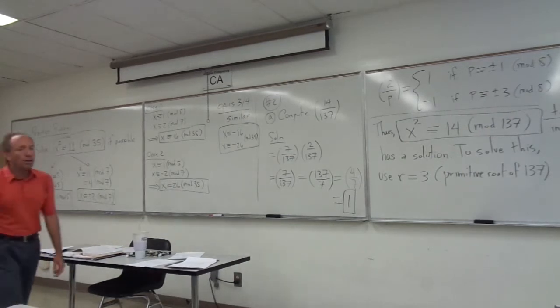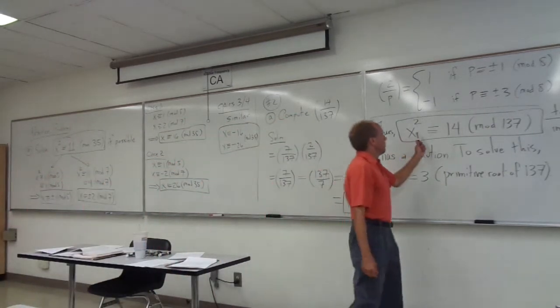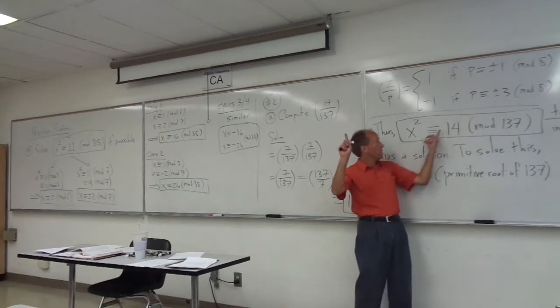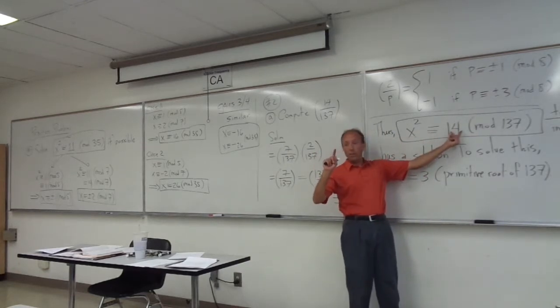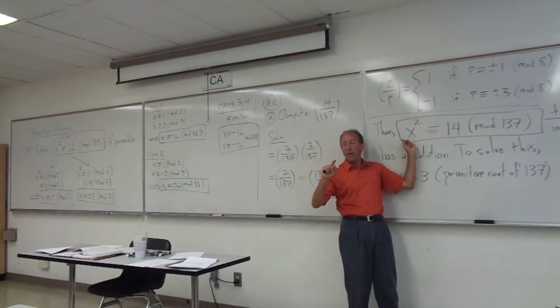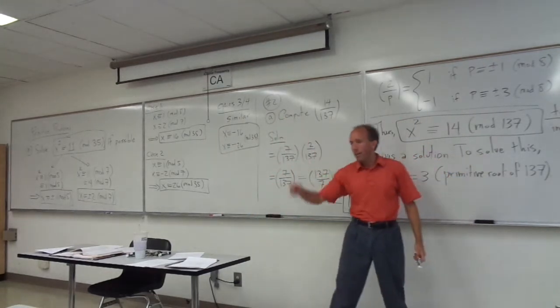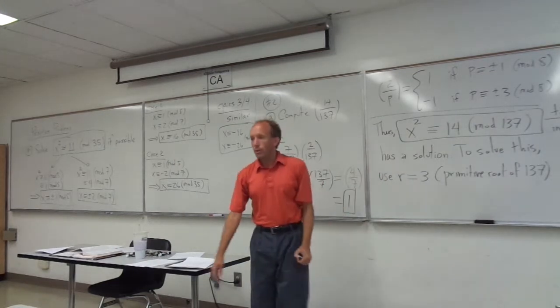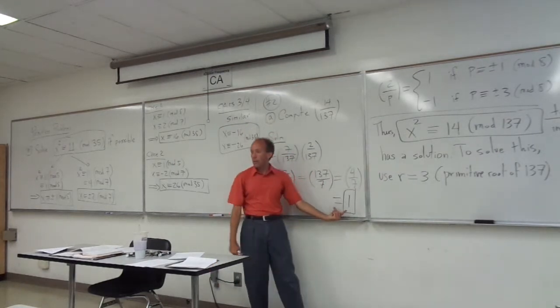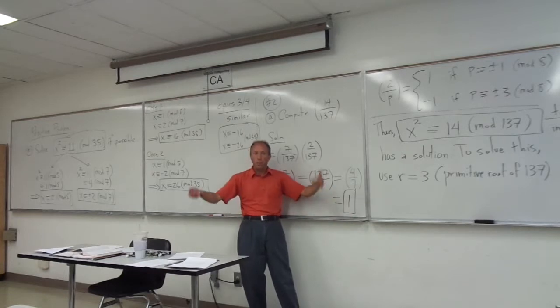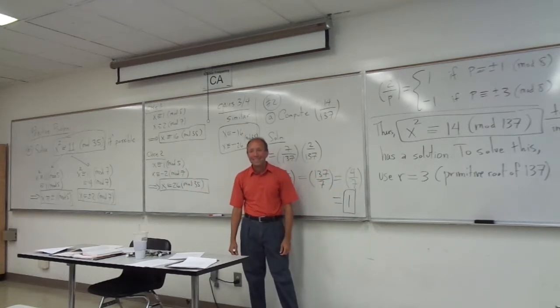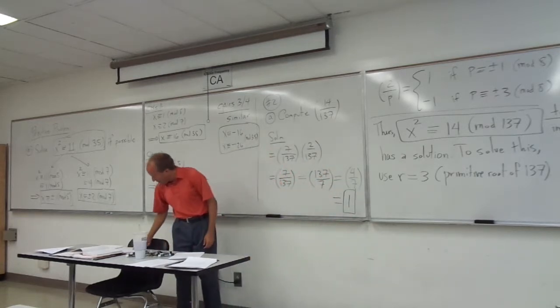Okay, so remember, the only way you'll get one solution is if this was a 0, in which case x is 0. Otherwise, all quadratic congruences modulo a prime are going to have either 0 or 2 solutions. And once you've shown that there is at least one solution, well, there's going to be 2.